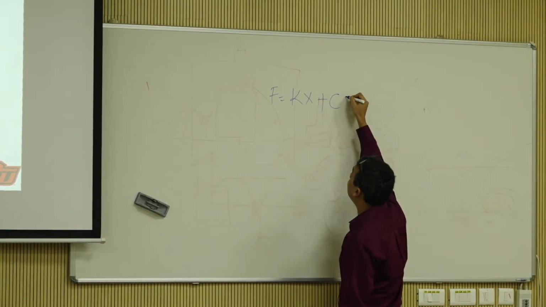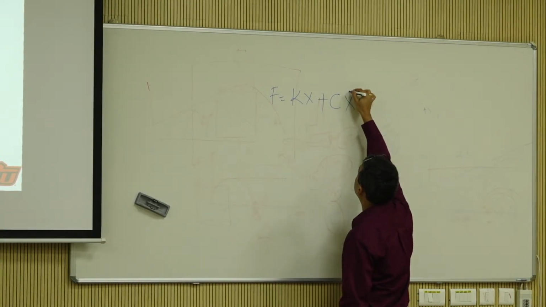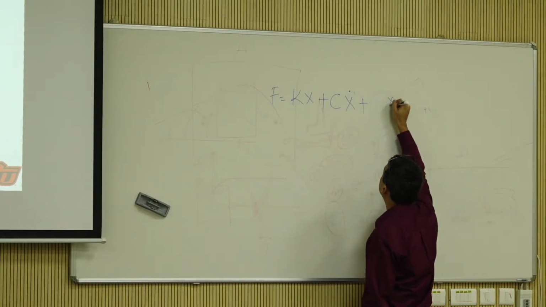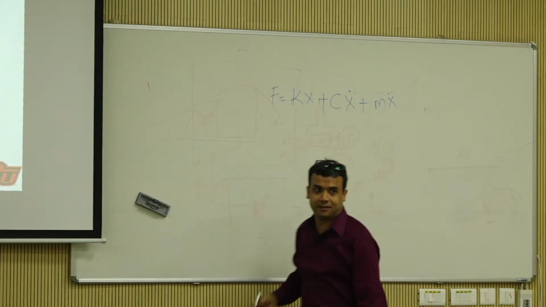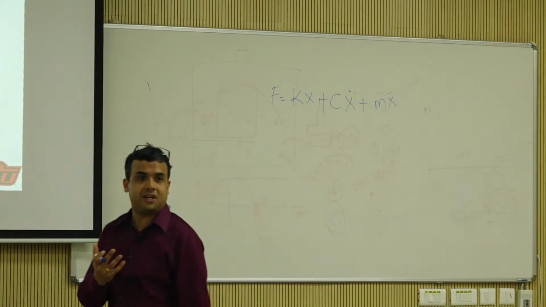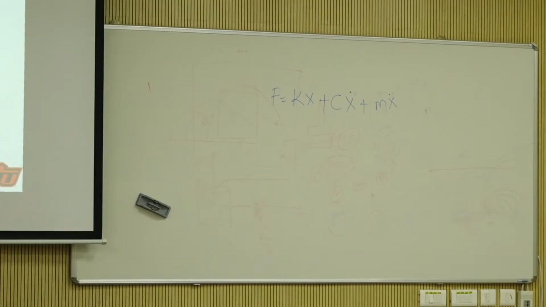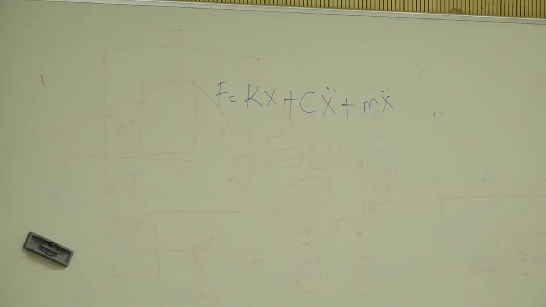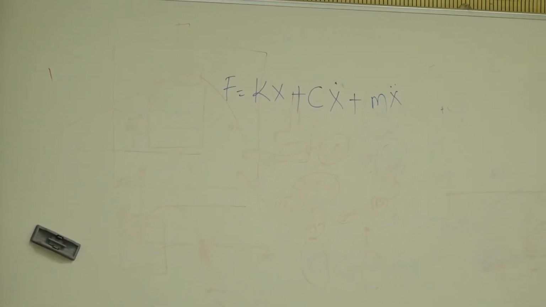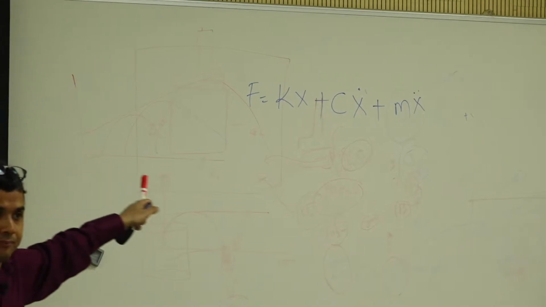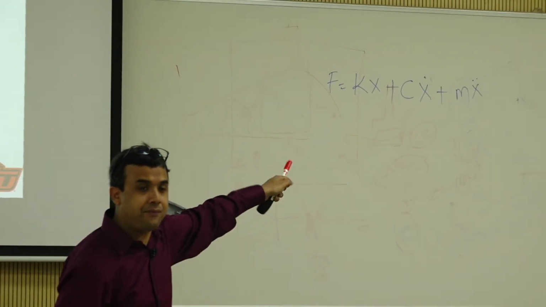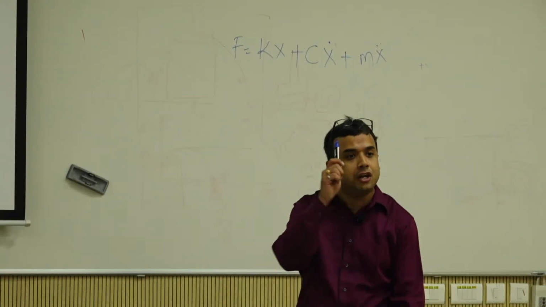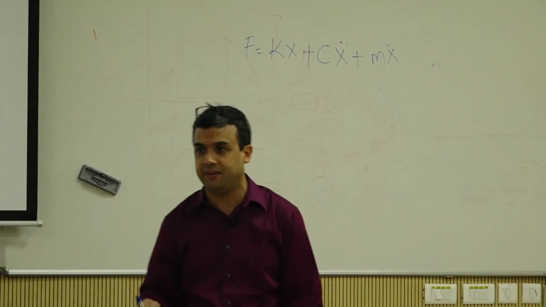C X dot plus, right, spring constant, the deformation term, the damping factor multiplied by the velocity, the rate dependent term, and then the inertia term, right? This is a truly dynamic system. If you are analyzing test data in the real dynamic sense, then you have to consider the inertia effects, you have to consider damping effects.